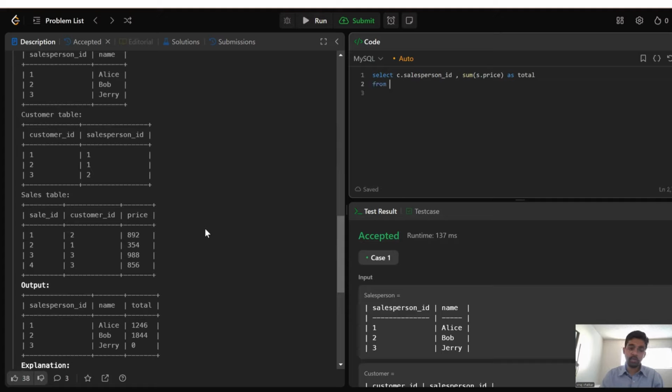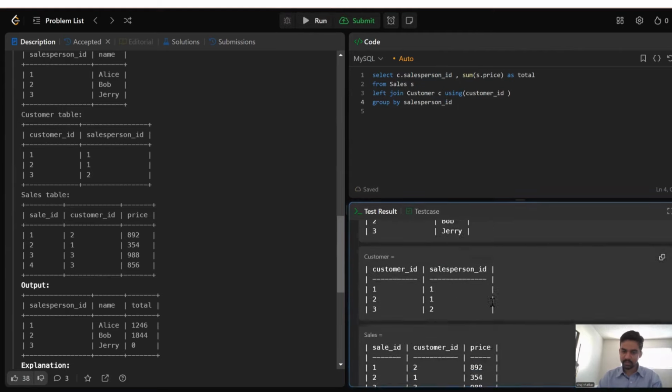from sales S. The alias over here for the sales table is S. Left join the customer table C using which column, that is, sorry, customer ID. I'm so sorry, customer ID. And the next step is we are going to group it by salesperson.